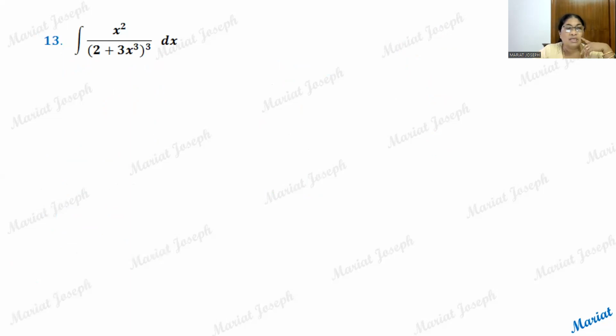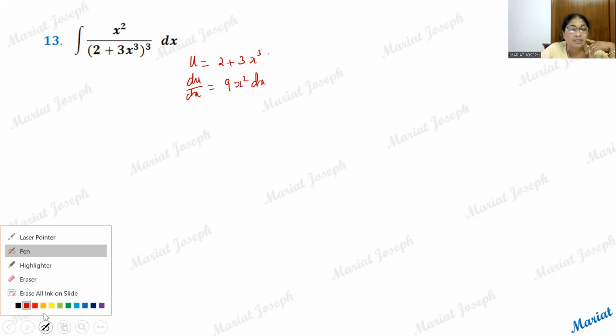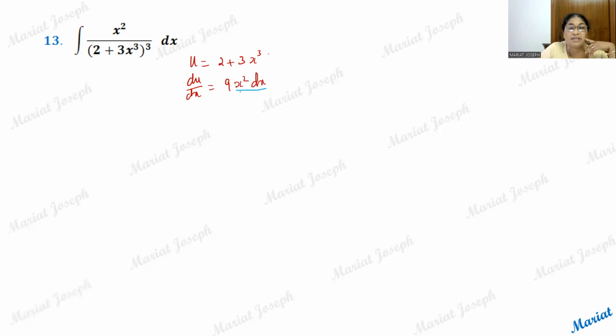Let's go for question 13. Take the substitution, 2 plus 3x cube as u. U equal to 2 plus 3x cube. du by dx is 0 plus 9x square dx. And you notice that x square dx is there.